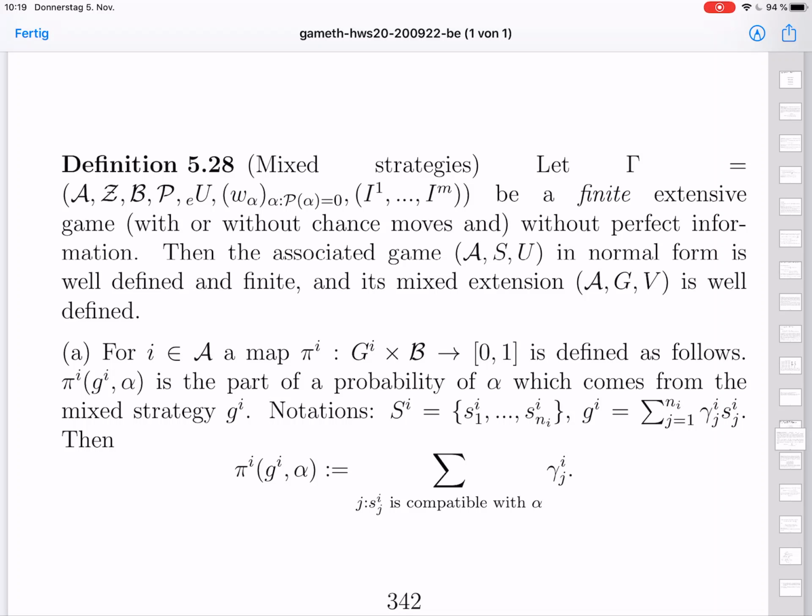And then the part of the probability pi_i of g_i alpha is just the sum of those probabilities which describe pure strategies of player I which are compatible with alpha. So the probability, the part of player I of a probability for the play alpha, is the sum of the probabilities of those pure strategies in the mixed strategy which are compatible with alpha. So this makes sense.